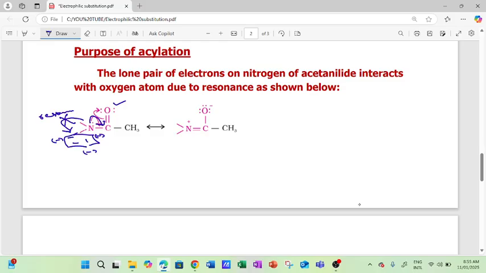So that the nitrogen is unable to give electrons in the ortho positions and in the para position, or that tendency will decrease. So ortho products we are not getting. Instead, we'll be getting the para products. So that part is resonance stabilized. This is the resonance structure. That is the purpose of acylation.